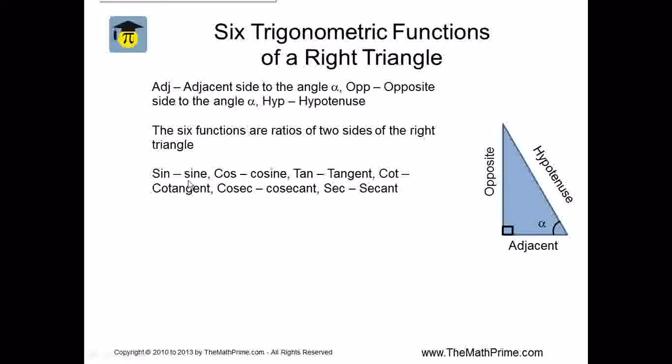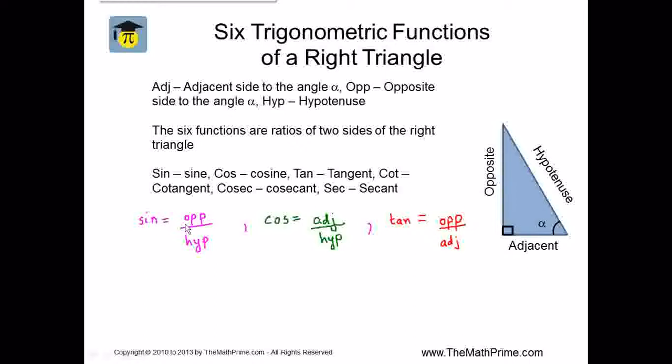We have sine, also abbreviated as sin, cosine, which is abbreviated as COS, tangent, which is abbreviated as TAN, cotangent, which is abbreviated as COT, cosecant, which is abbreviated as COSEC, and sometimes also abbreviated as just CSC, secant, abbreviated as SEC. So let's take a look at the ratios.